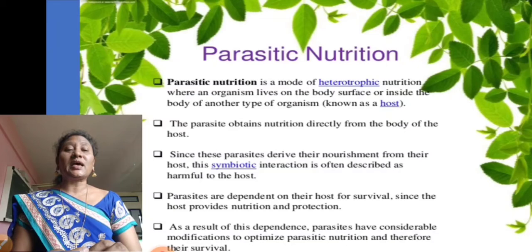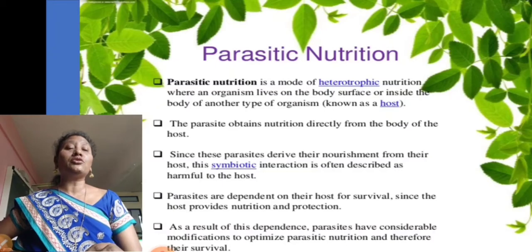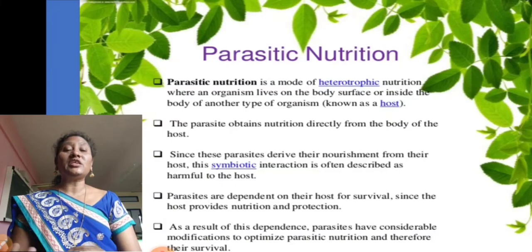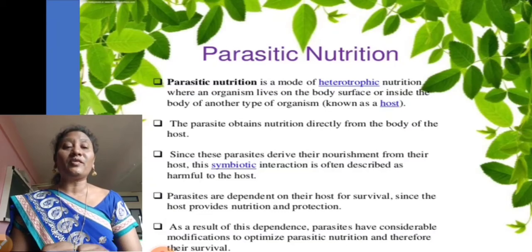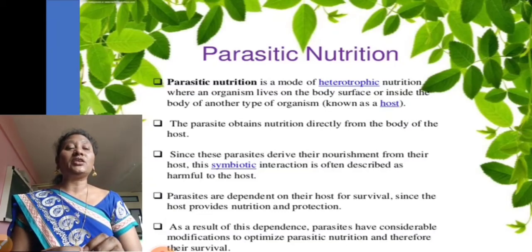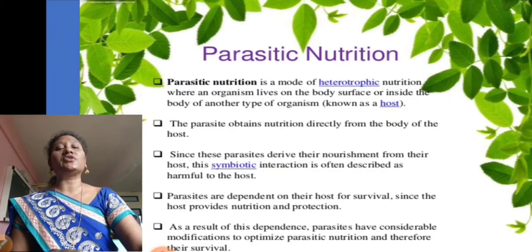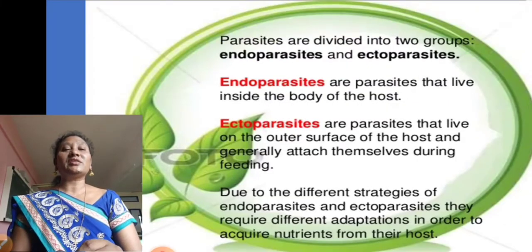Parasites are dependent on their host for survival since the host provides nutrition and protection. So the parasites always depend on the host for their survival. The host provides the nutrition and protection for these parasites. As a result of this dependence, parasites have considerable modification to optimize parasitic nutrition and therefore their survival. So parasites are divided into two groups, endoparasites and ectoparasites.